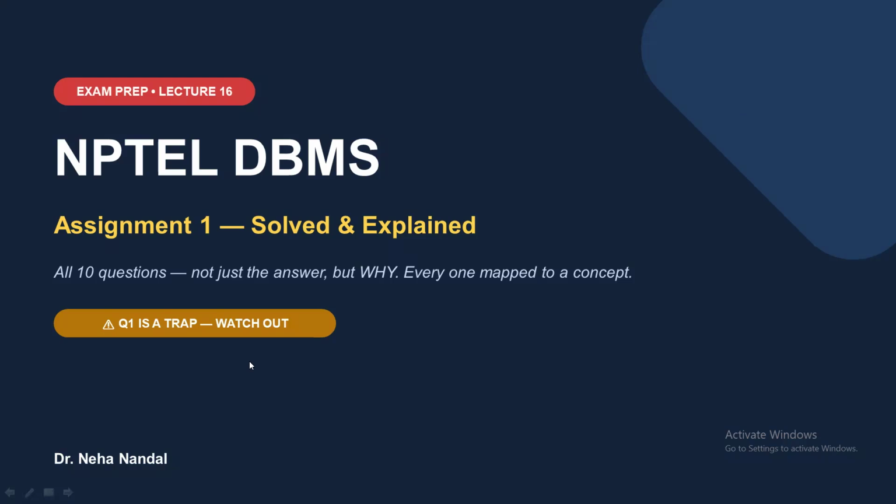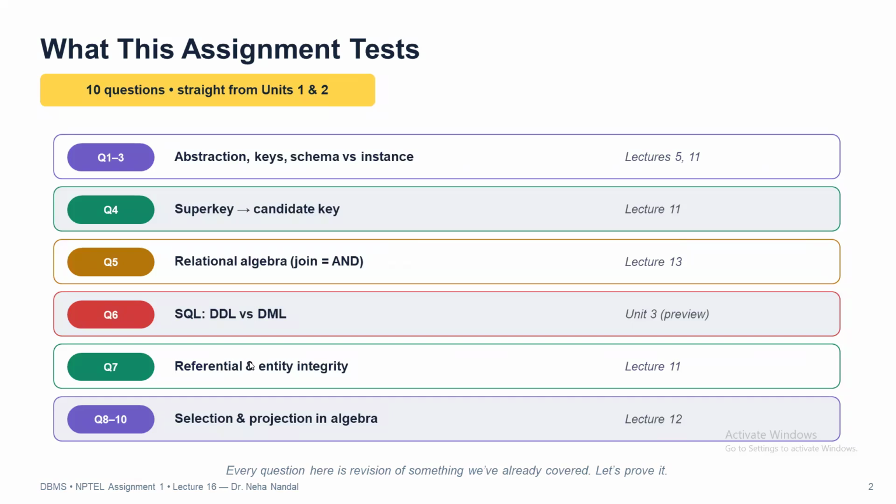What are they? Okay, so there are 10 questions in assignment one that we are going to do one by one. Questions 1, 2, 3 are about abstraction, key, schema, instance. Question 4 will be about super key and candidate key. Question 5 is algebra, which we are going to have in our further lectures. In SQL we are going to use that algebra, join, and that we have already done. Question 6 will be about SQL DDL versus DML.